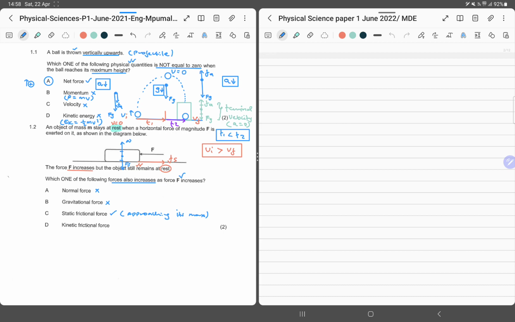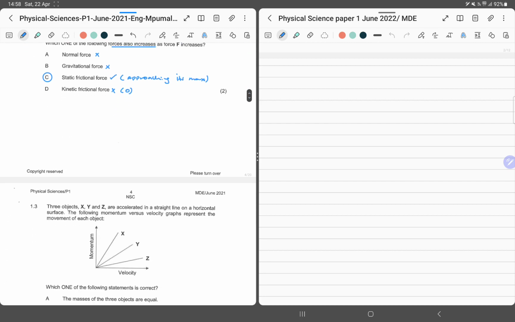Kinetic frictional force, remember this one is 0. Why? Because kinetic friction is friction of a moving object. Okay, so the answer here is C. So always remember all of these things so that you can answer in the best way.